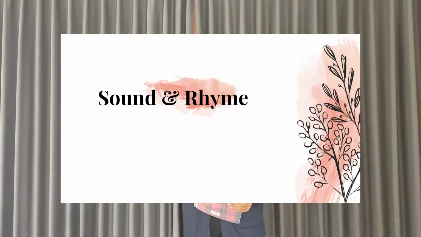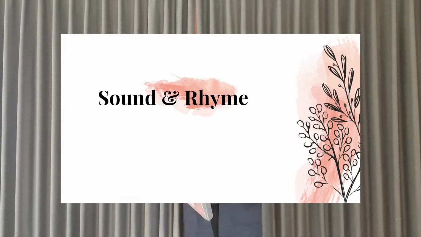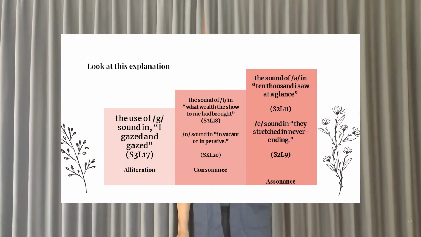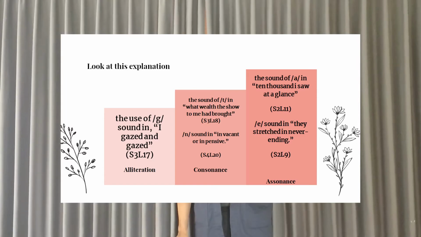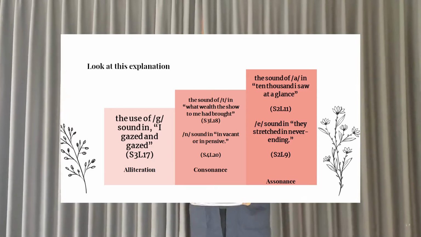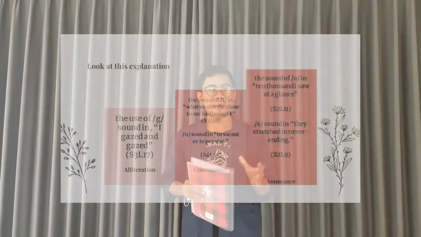So this is my turn to explain the third element of poem analysis, which consists of sounds and rhyme. On this occasion, I would like to explain and analyze the first one, alliteration, the second, consonance, and the third one, assonance. So, without further ado, let's start with the first part. What is alliteration?